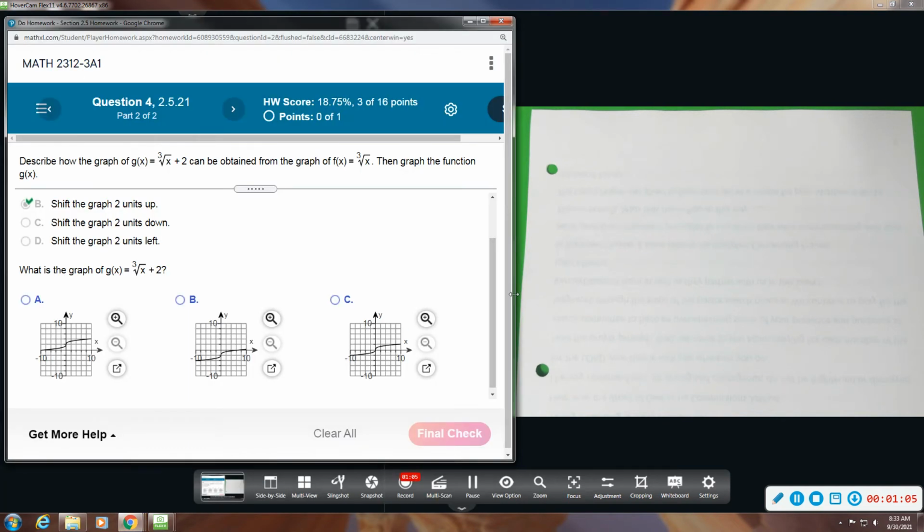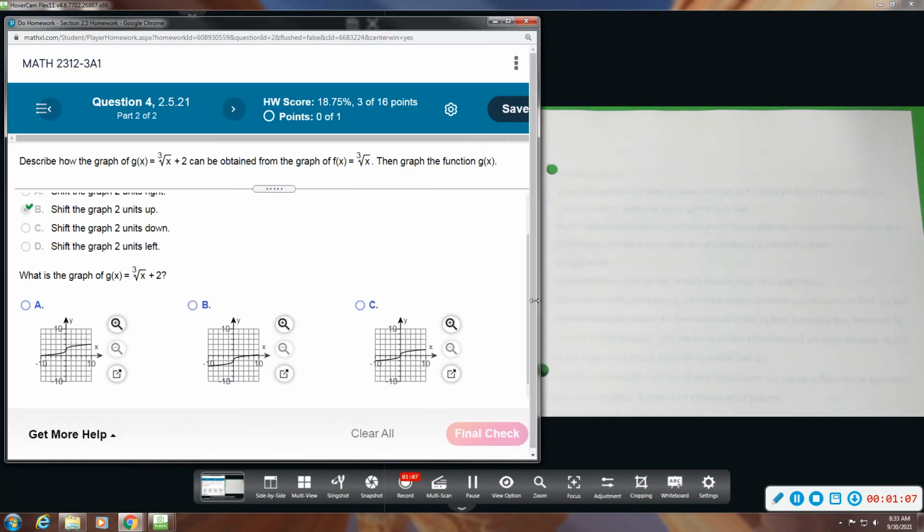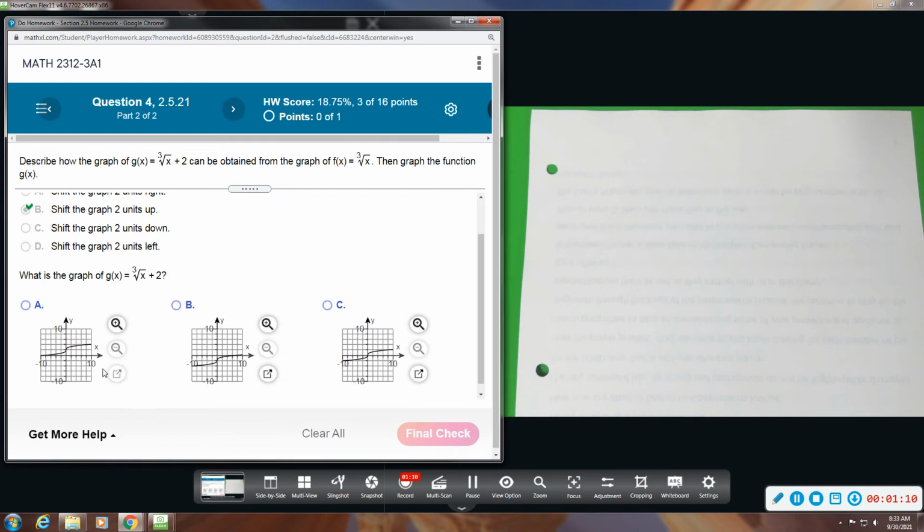Is there only an A, B, C choice? I didn't want to skip if there was a D. Looks like just A, B, and C. Okay, so of those, looks like A would be the only one that got shifted up. So we're going to go with A. That one went down. That one's still at the center.